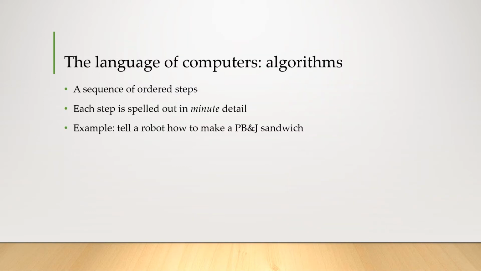Okay. The language that you are going to learn for dealing with computers is called an algorithm. An algorithm is just a fancy word for a sequence of ordered steps. Each step is spelled out in minute detail. For example, imagine a fairly stupid kitchen robot, and you have to tell the robot how to make a PB&J sandwich. If you say, get out the bread, get out the peanut butter, get out the jelly, put the peanut butter on the bread, you can imagine the robot taking the jar of peanut butter and smashing it down on top of the bread, right? So you have to go into more detail.